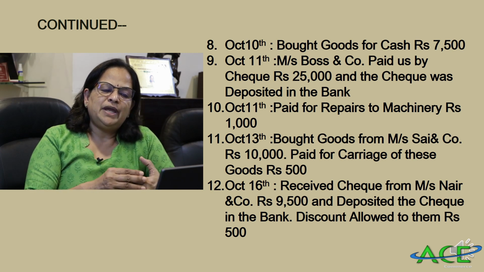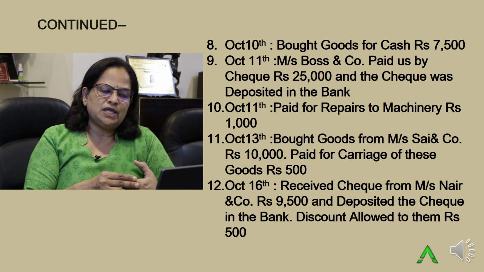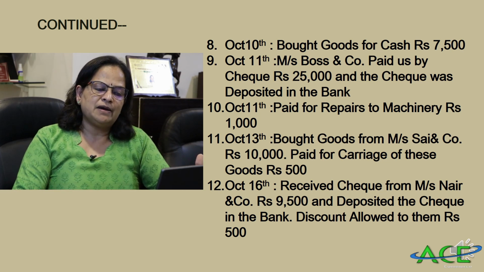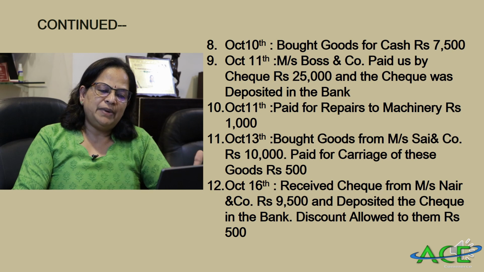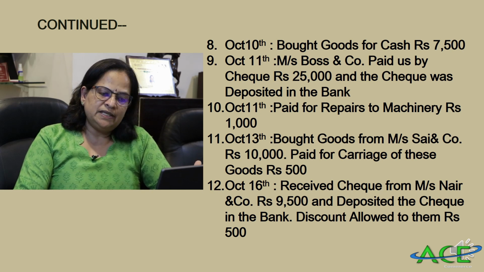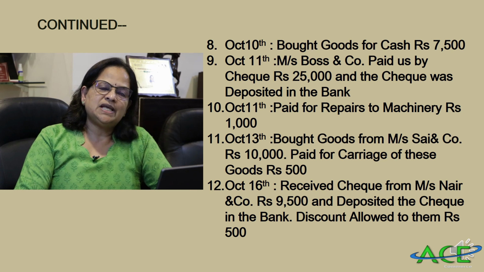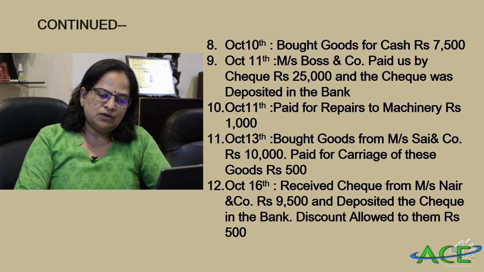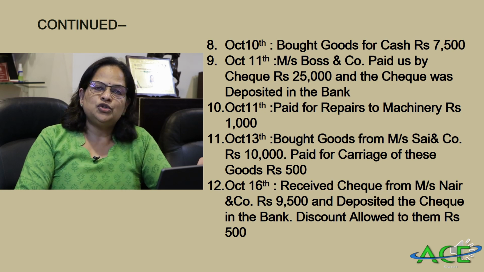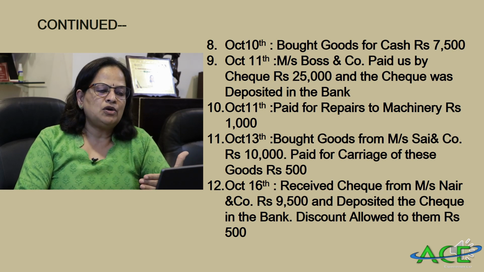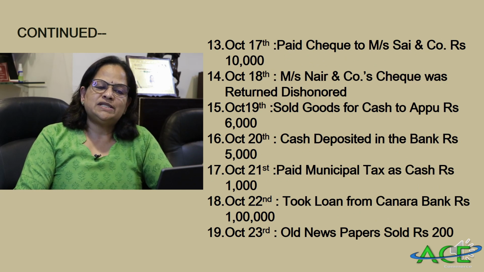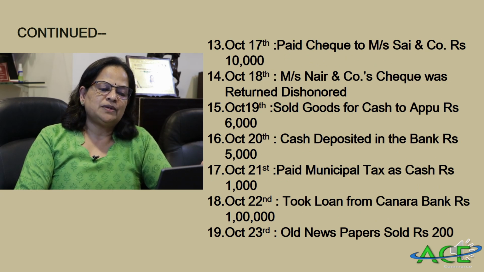Now October 11th, paid for repairs to machinery rupees 1,000. October 13th, bought goods from Messrs. Sai and Company rupees 10,000, paid for carriage of these goods rupees 500. October 16th, received check from Messrs. Nair and Company rupees 9,500 and deposited the check in the bank. Discount allowed to them is rupees 500. Again discount allowed. Now October 17th, paid check to Messrs. Sai and Company rupees 10,000.